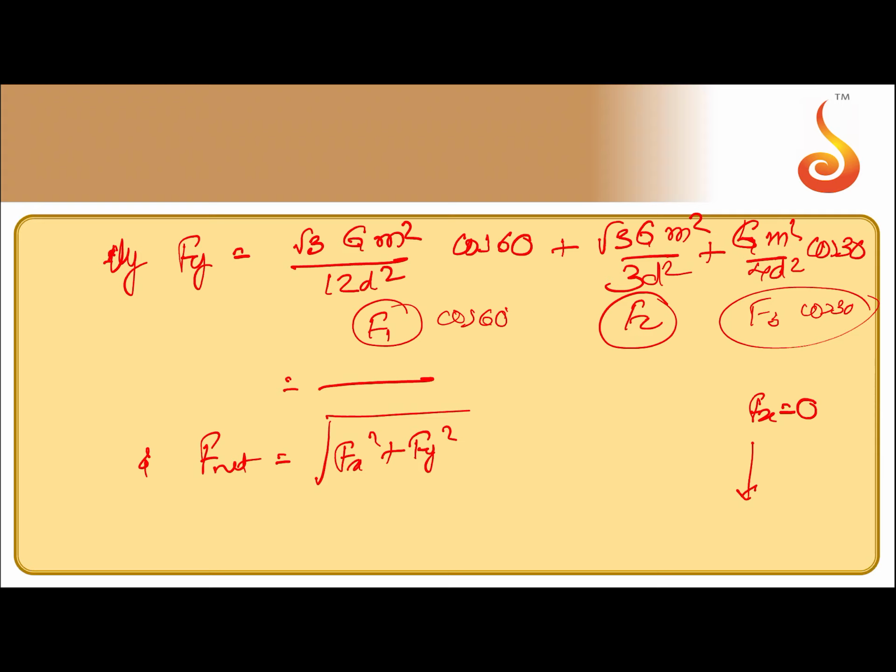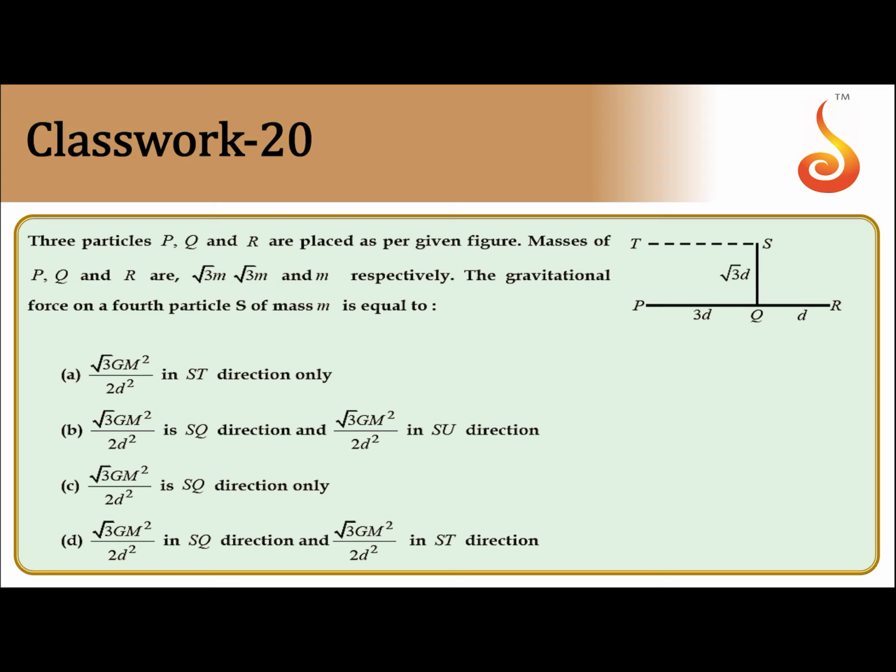That means along which direction? This is along the direction S to Q. And you can simplify it to get the magnitude as root 3 into G into m square divided by 2d square. So root 3 G m square by 2d square along SQ. This is the direction of the force, and that is the net force, and the direction is of course along SQ. So C is our correct choice.